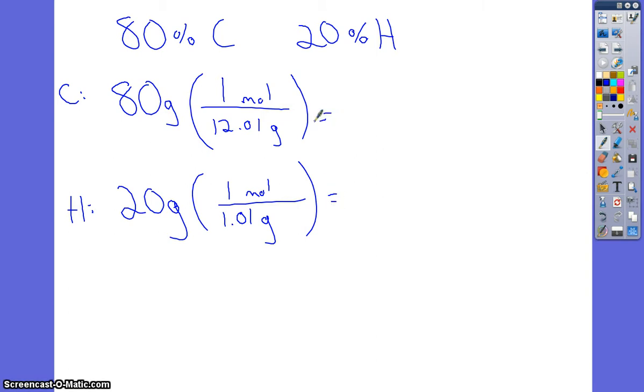So I take 80 and divide by 12.01, and I get that this is 6.66 moles, and I take 20 and divide by 1.01, and I find this is 19.8 moles. The whole point of an empirical formula is to look at the ratio of one to the other. So what is the ratio of 6.66 to 19.8? To simplify that, I'm going to divide all of them through by the smallest number.